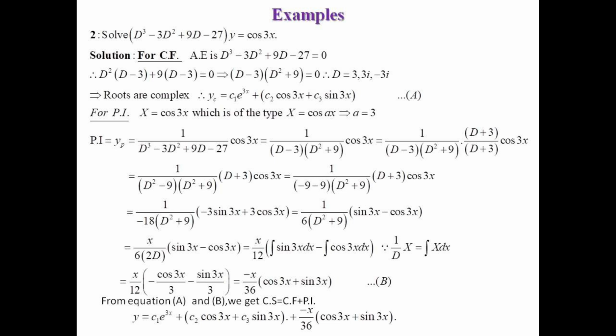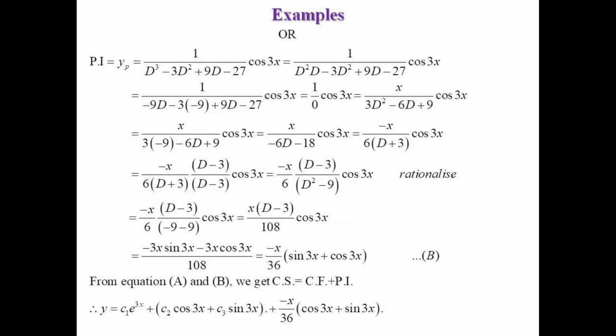Now we can solve this example with the help of an alternative method. In the previous method we factorized the denominator term so that we could easily replace d square by a square. Whenever a d cube term is there, we factorize it so that we can replace d square by a square with minus sign. Now this is the alternative method. Instead of making factors in the denominator, we can write the term d cube as d square into d. That is the difference between the previous method and this method. So replace d cube by d square into d.